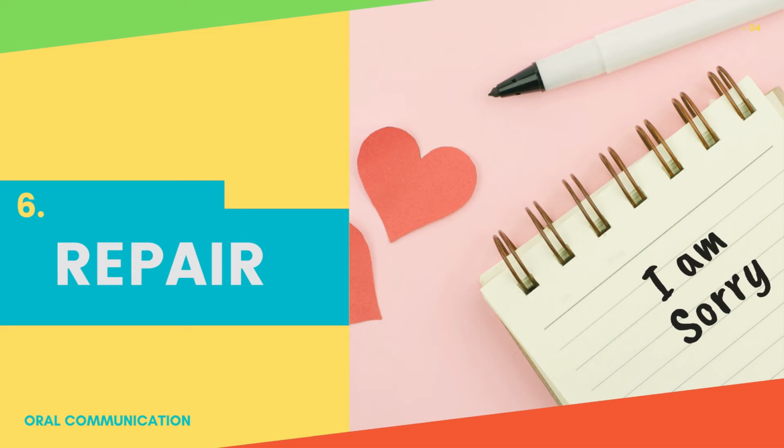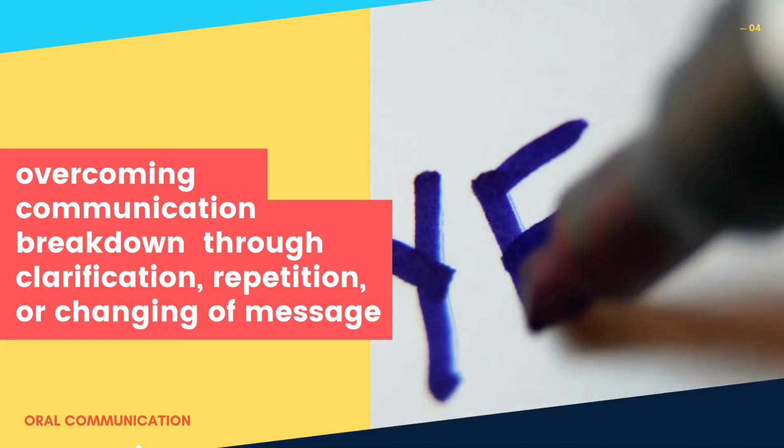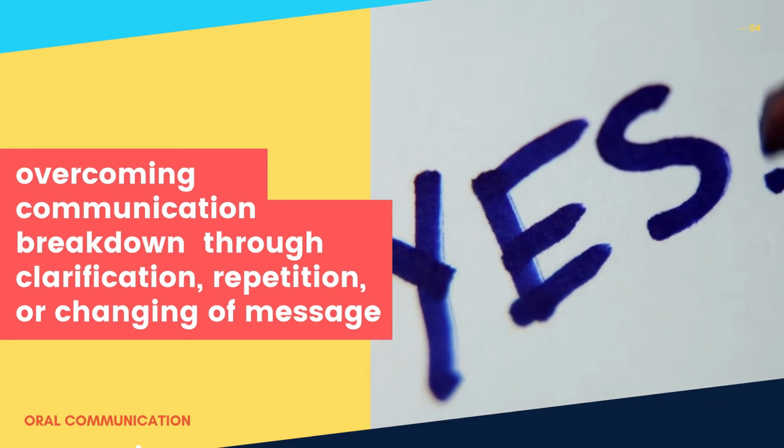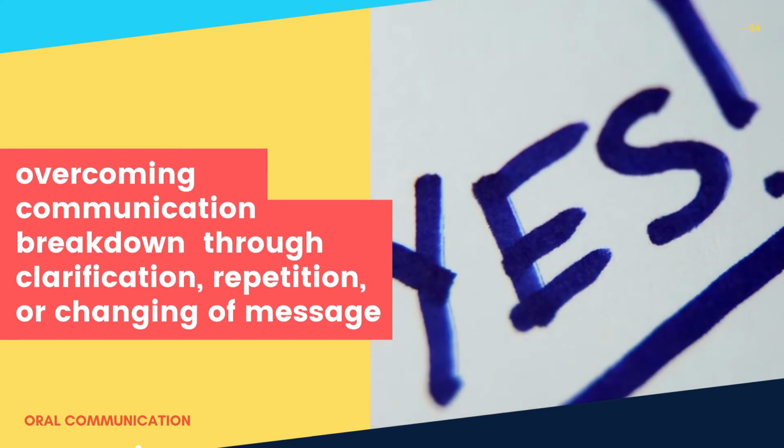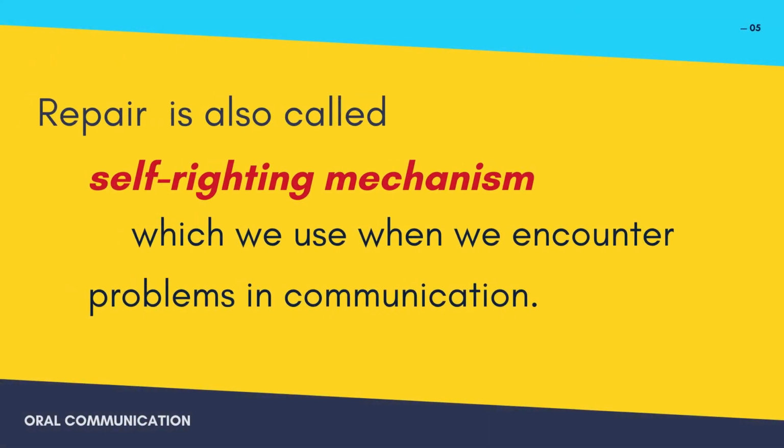Number 6. Repair. Repair is a strategy used in overcoming communication breakdown through clarification, repetition, or changing of a message. Repair is also called a self-righting mechanism, which we use when we encounter problems in communication. Do you remember an instance when you had to ask your teacher to repeat a question, or when you had to change some words in your conversation for the other person to understand your message?